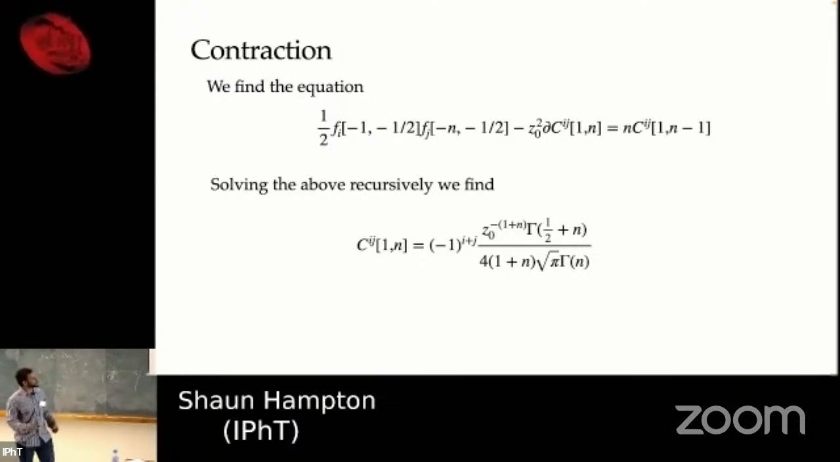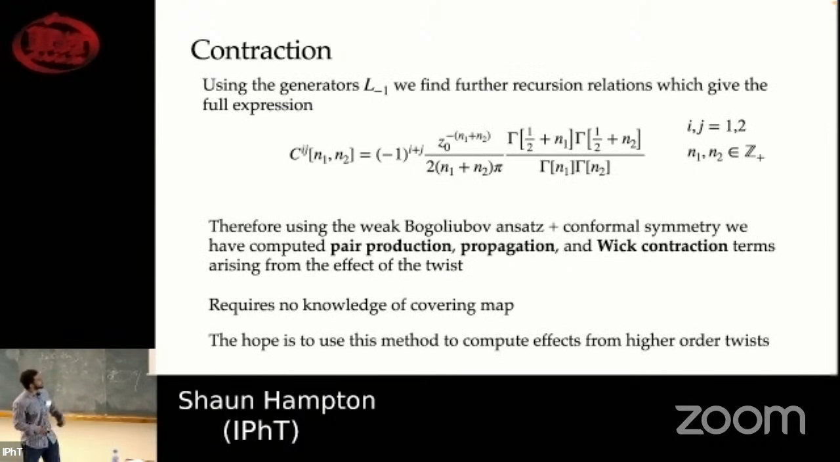And so we solve this recursively, and we can find C1n for the copy ij. And again, using L-1, we can find further recursion relations, and we can solve. We can find the general contraction term. And so these were the 3 main quantities that one would like to compute as effects of the twist operator.